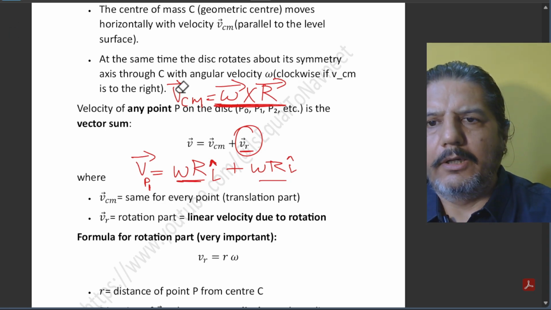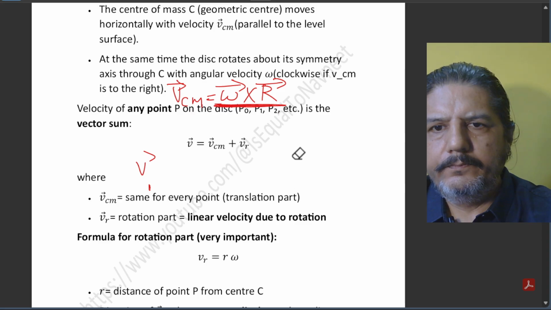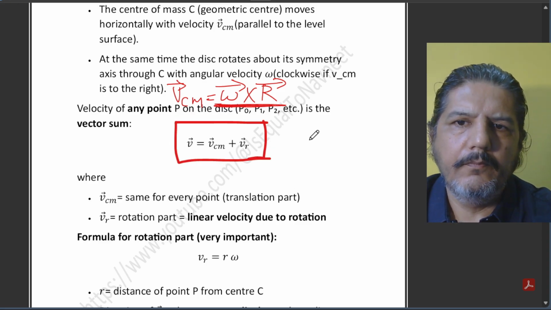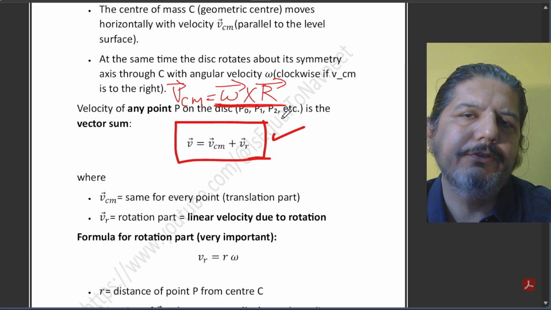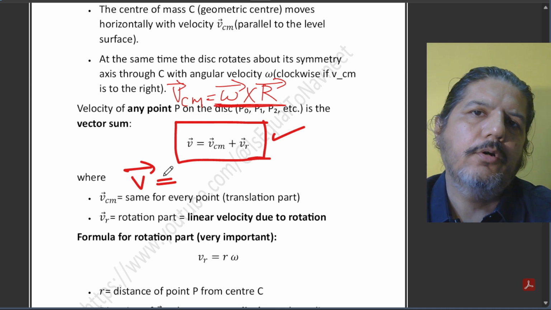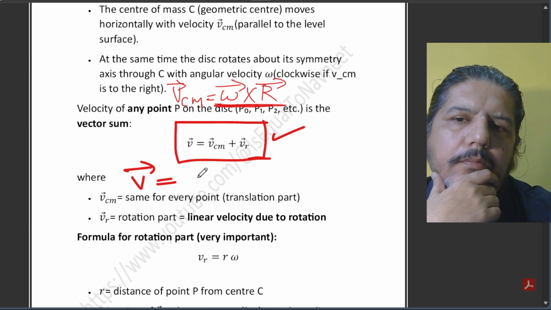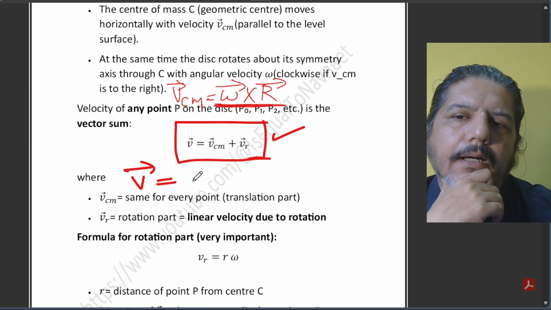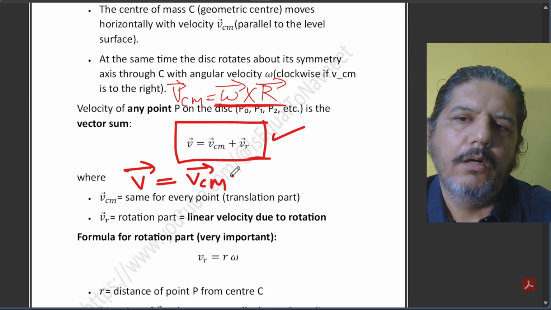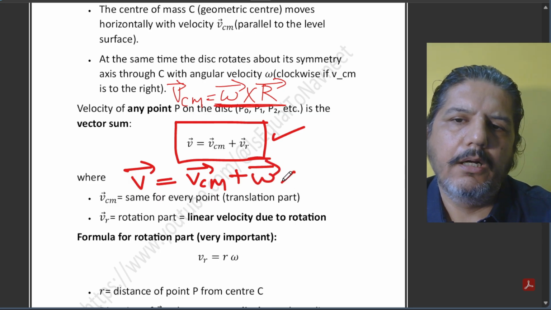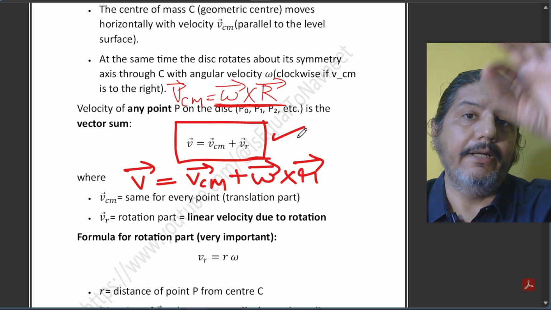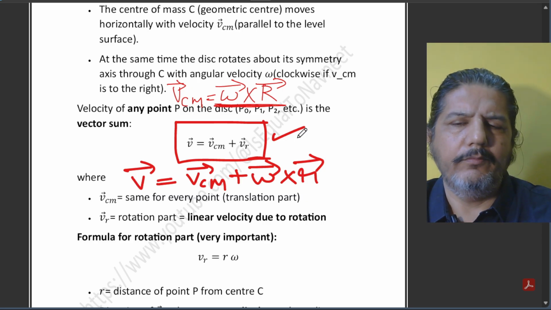So when you look at this formula, this is basically a general way of calculating the velocity at any point of the wheel. So this can be written as VCM plus omega cross r, where r is the position vector of any point on the wheel. There's a random point, any point of the wheel.